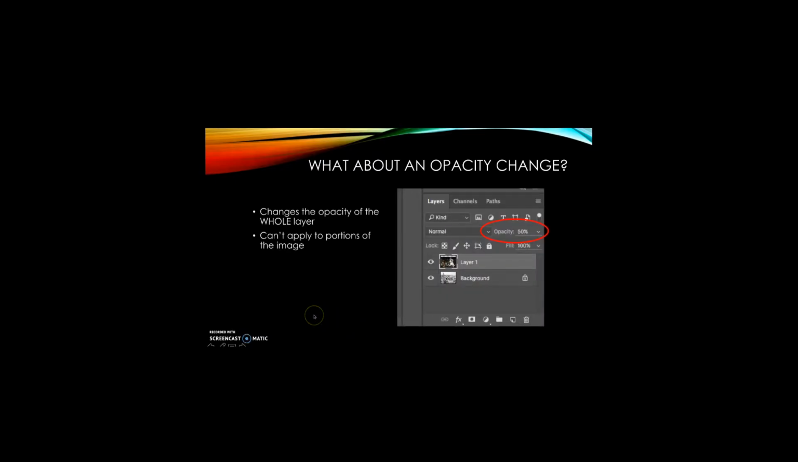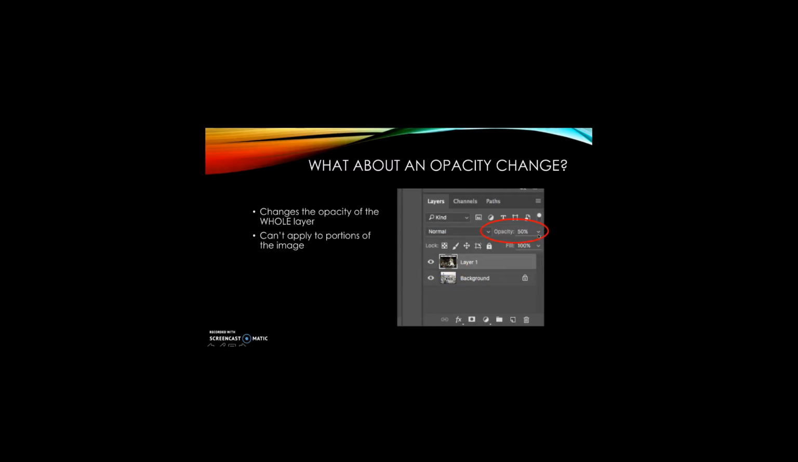So you may be wondering, what's wrong with an opacity change? Wouldn't it be so much easier to do that? Not necessarily. Opacity change alters the opacity of the entire layer, so you can't apply an opacity change to just a part of the layer. As you can see, I've layered the image of LeBron over the city.